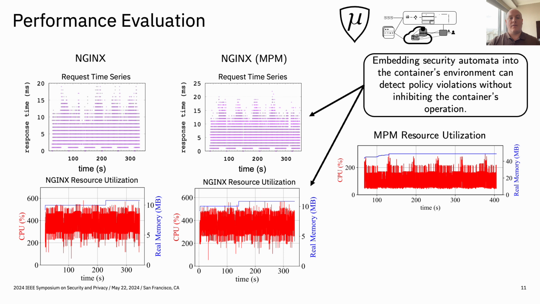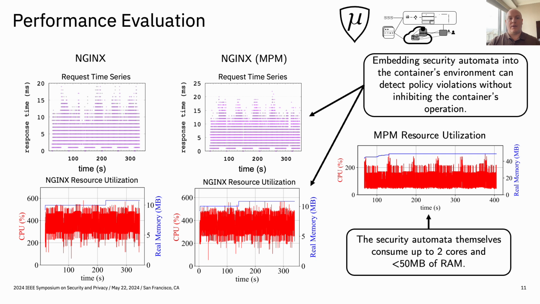Furthermore, the NPM itself utilizes few resources, and as you add more effect graphs to be monitored for a telemetry trace, it will not inhibit the operation of the whole microservice architecture, since an individual NPM can monitor multiple effect graphs concurrently, since they are just checked against the same sysflow telemetry trace. In this particular experiment, the security automata themselves only consume up to 2 cores and less than 50 megabytes of RAM on each physical computing node.